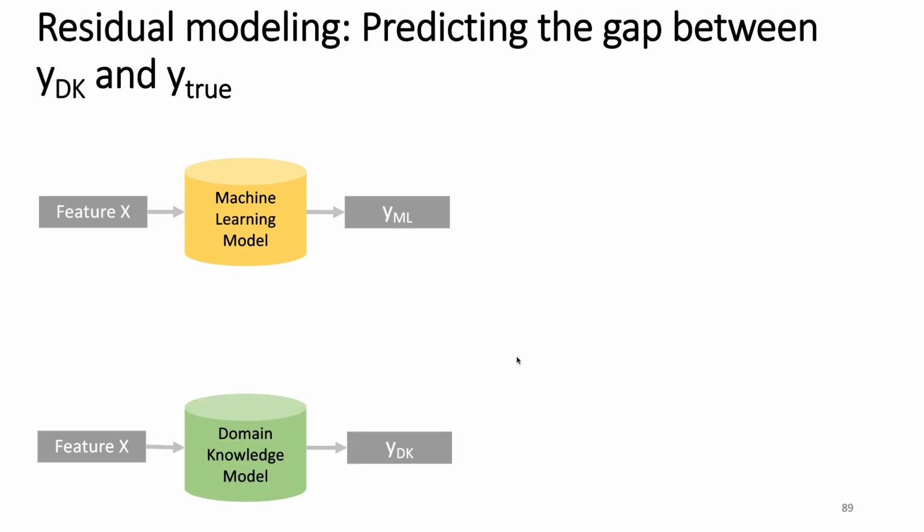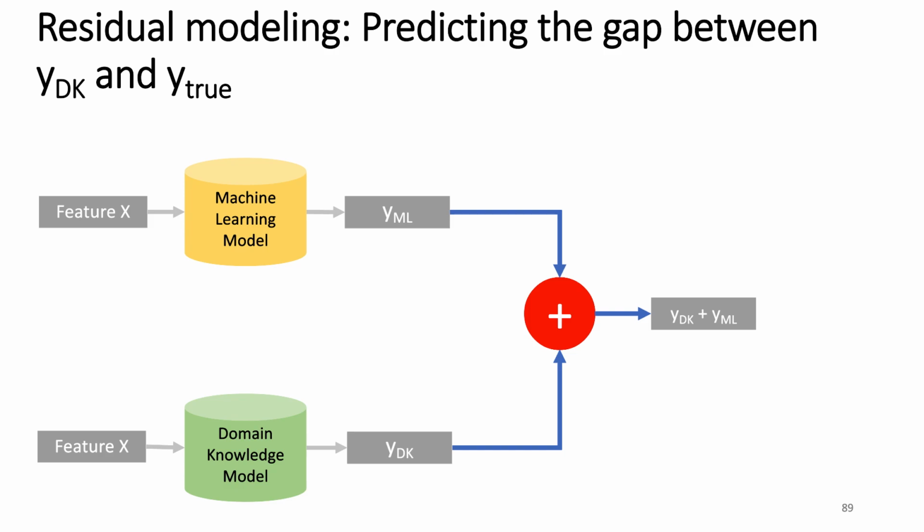Then our first idea comes from the residual modeling idea. So given this machine learning model and domain knowledge model, which generate the ML prediction and domain knowledge prediction correspondingly, is there any way that we can try to utilize this y DK, which is the domain knowledge prediction, to help our machine learning model?